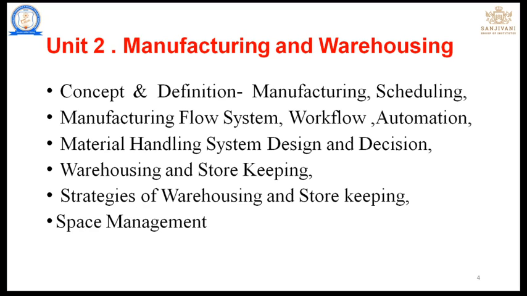Then material handling system designing and decision. The material handling system involves the raw material condition up to finished goods. Then warehousing and store keeping, the inward and outward movement of products and goods, and how it happens with the manufacturing and warehousing procedure. Then strategies of warehousing and store keeping, how you can make a good store, how you can record it with proper management using information technology, and how you can manage the space of your warehouse. So we understand space management. This is all about unit number 2.